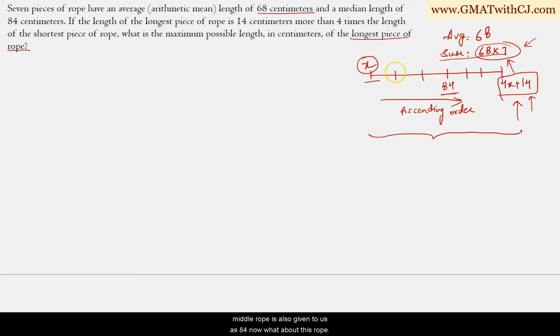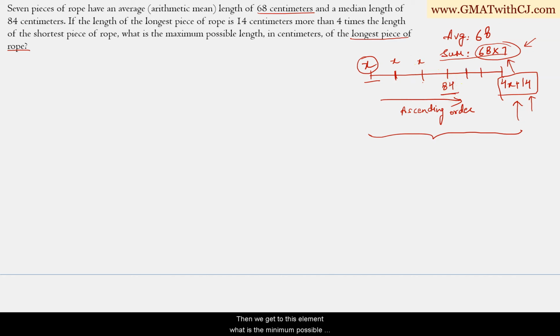Now what about this rope? Can it be of 0 length? No, because I've already defined these to be in increasing order. So the minimum value of this has to be x, because the previous element is x. Similarly, the minimum value of this third element is also going to be x. And then we have 84.